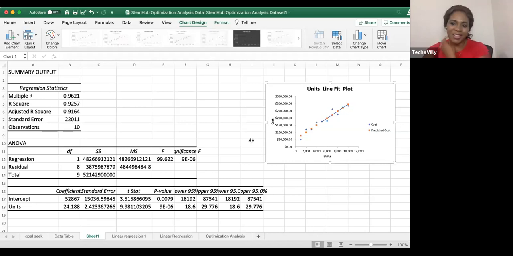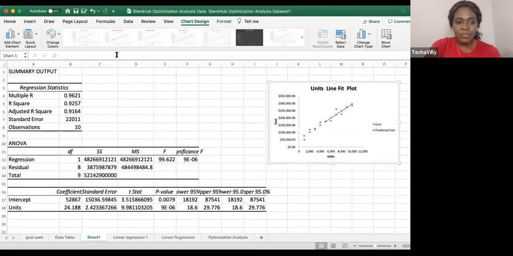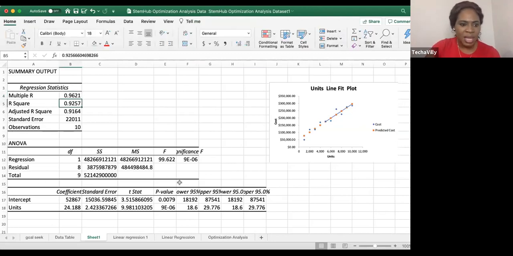So I'm going to stop sharing this and go back to... I see a lot of questions. I can't be moving from this slide to the question for now. Let me quickly interpret what this means. This is the multiple R, we can just ignore that. The most important from this regression statistic is the R square, this one. I'm going to shade it. R square is very important.